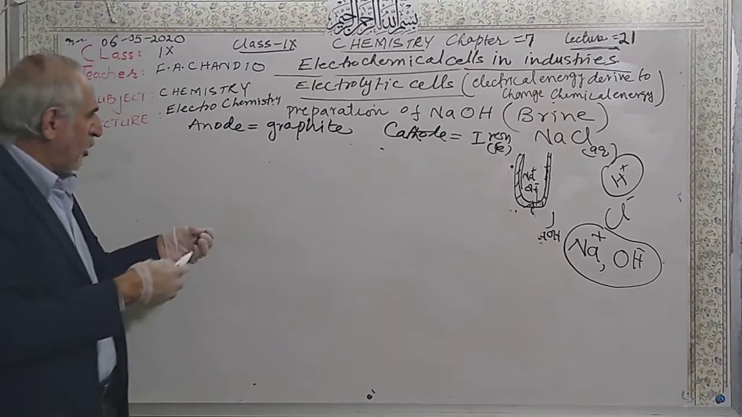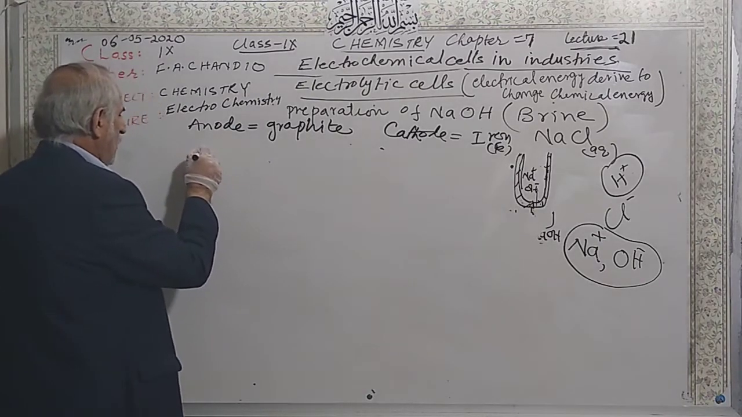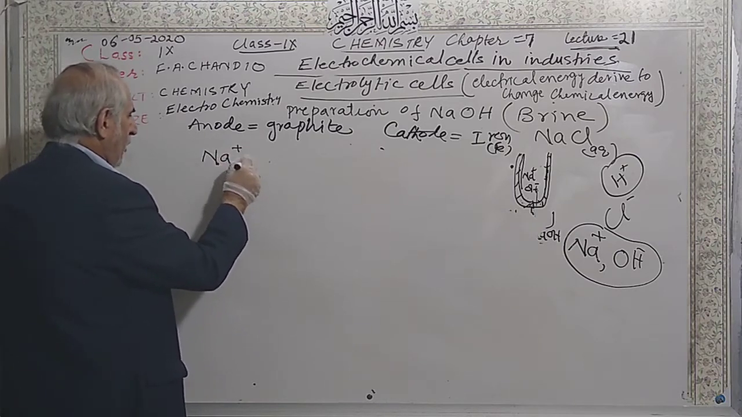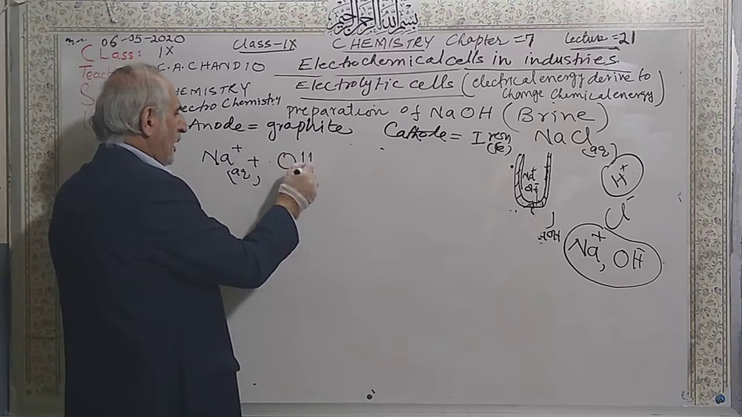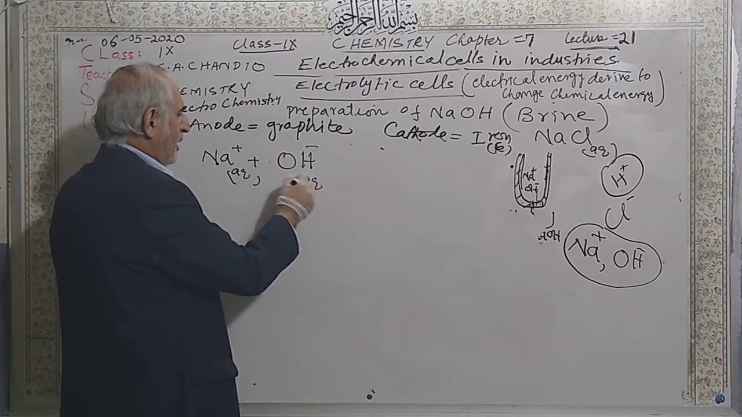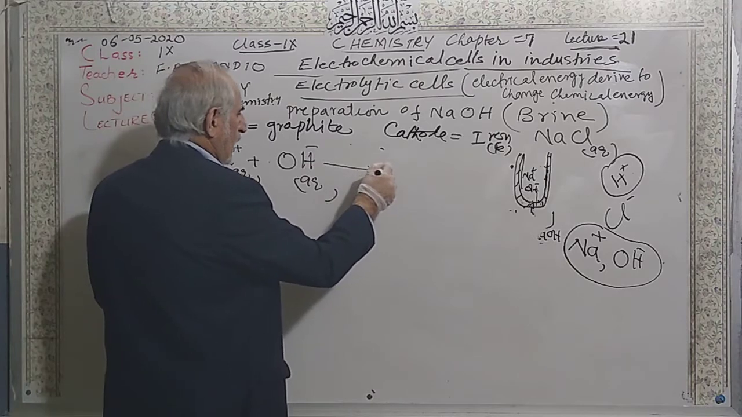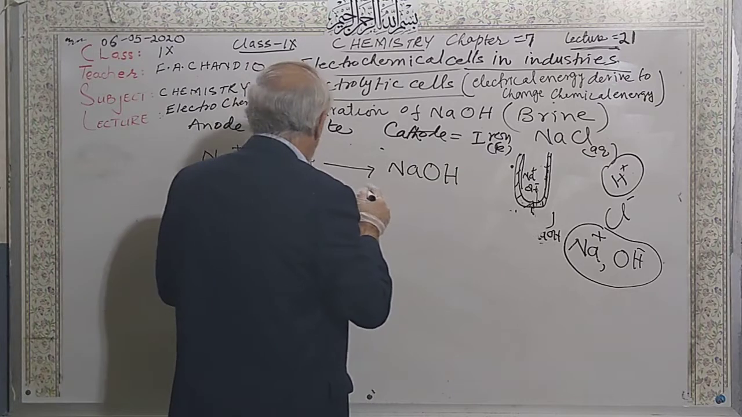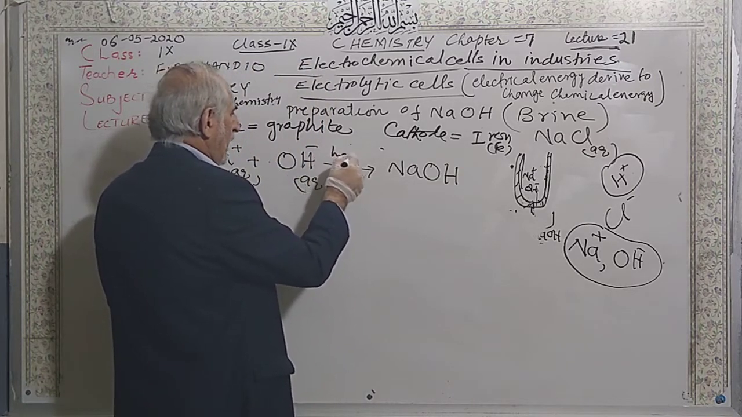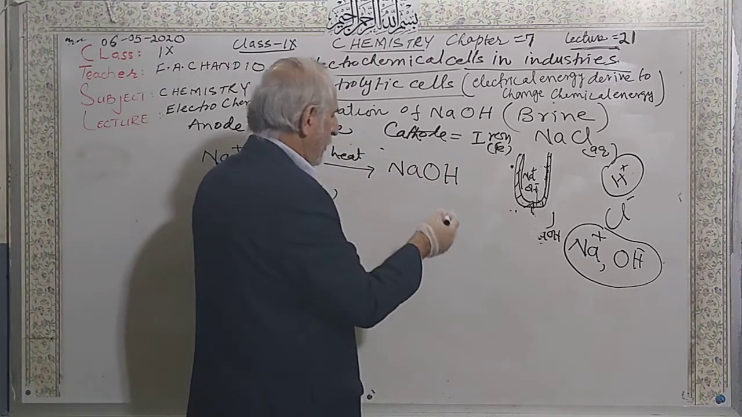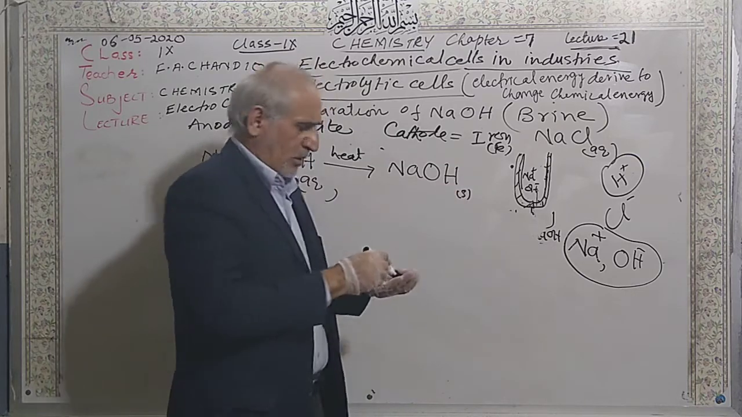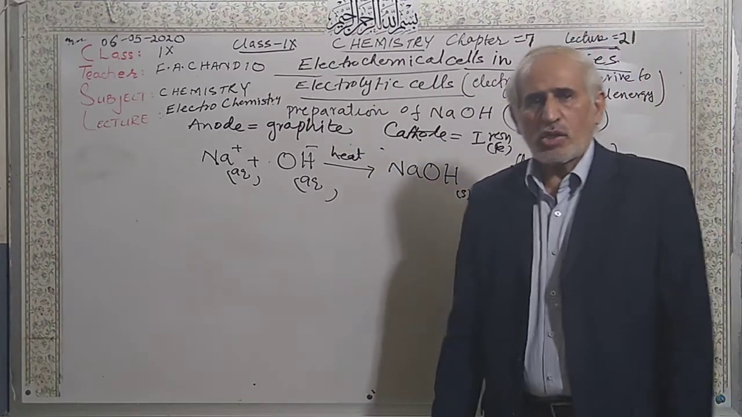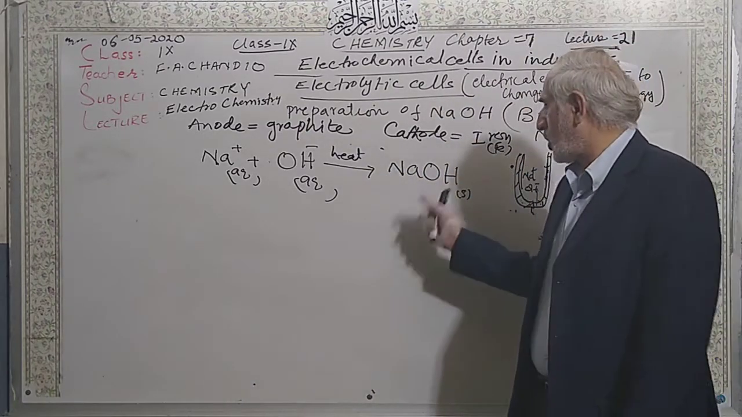Now write this chemical equation. This is not given here. So these are the sodium ions remaining in the cell, and hydroxide ions remaining in the cell. They change into sodium hydroxide. If you evaporate, with small heat, not high temperature, you will get solid sodium hydroxide, white solid sodium hydroxide, in the solid state.